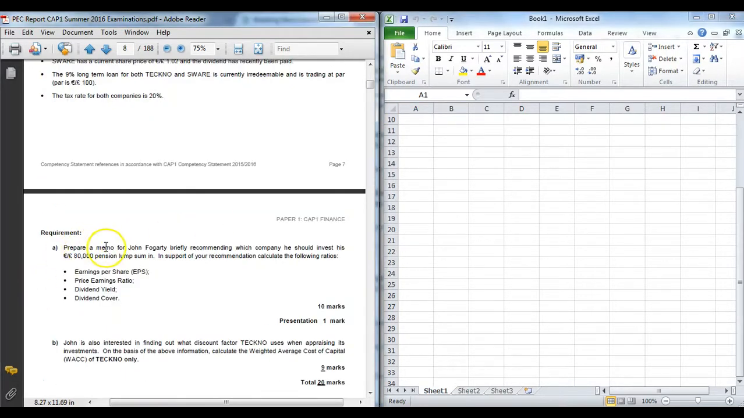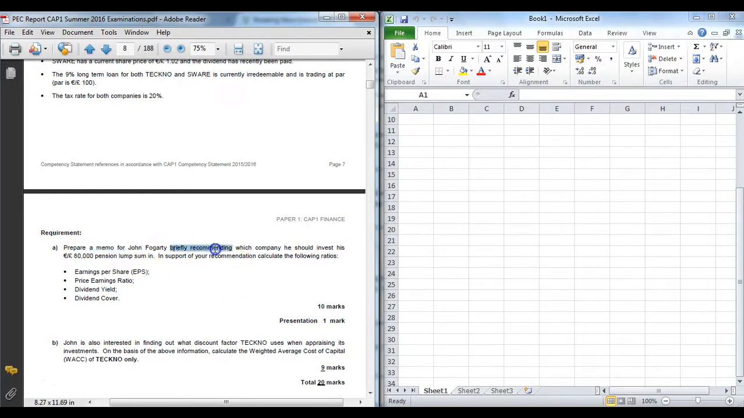We're asked to prepare a memo for John Fogarty briefly recommending which company he should invest his 80,000 pension lump sum in, and in support of your recommendation to calculate earnings per share, price earnings ratio, dividend yield, and dividend cover. That's 10 marks, and note there's an explicit 1 mark for presentation. So we won't look at Part B, that's to do with weighted average cost of capital, which is a separate section on its own. The key point here is that you should prepare a memo.